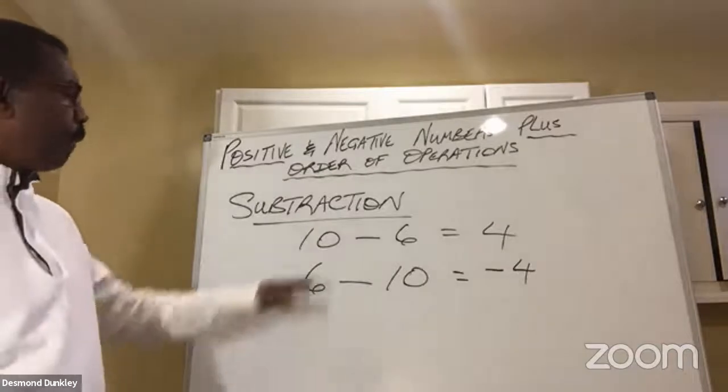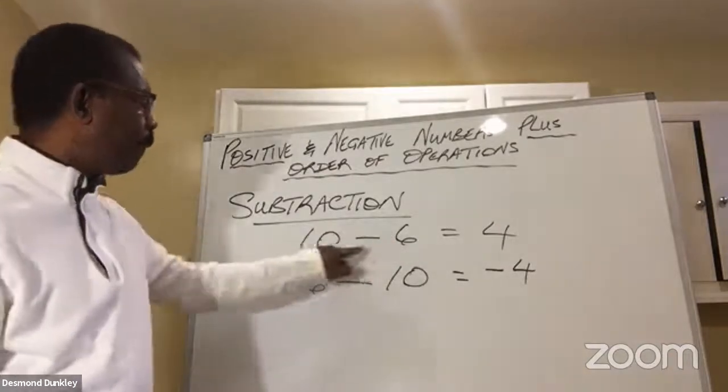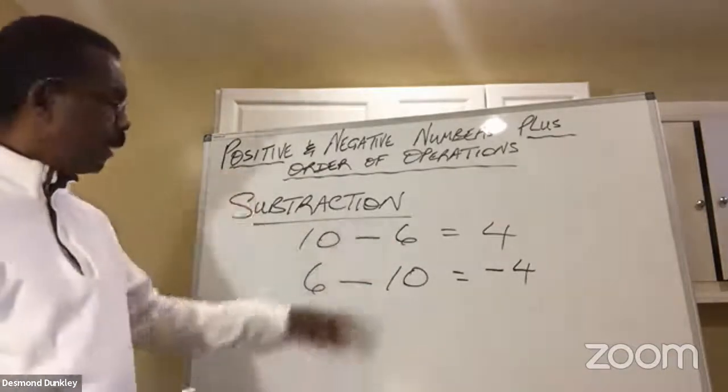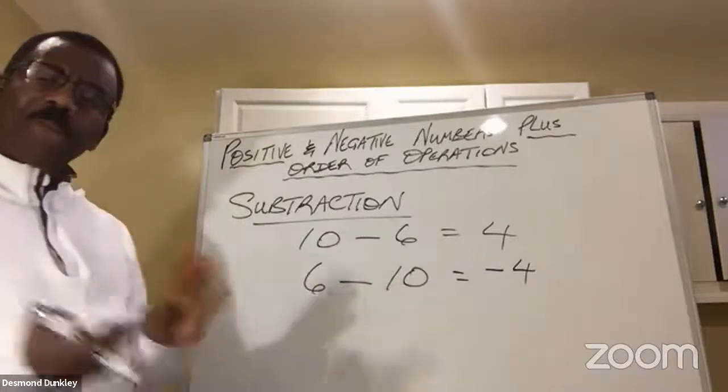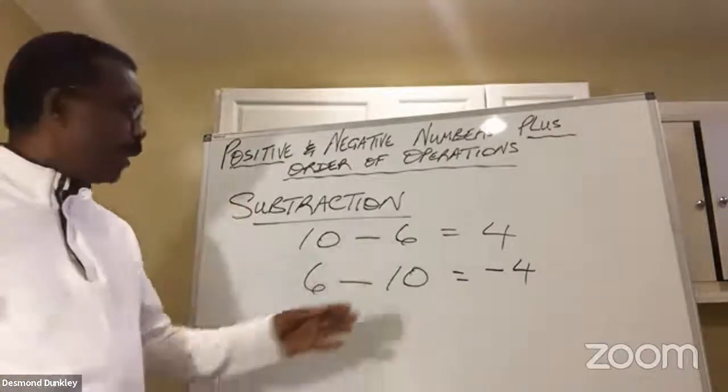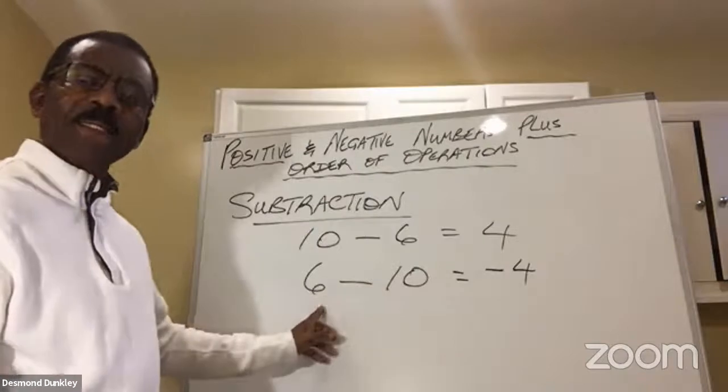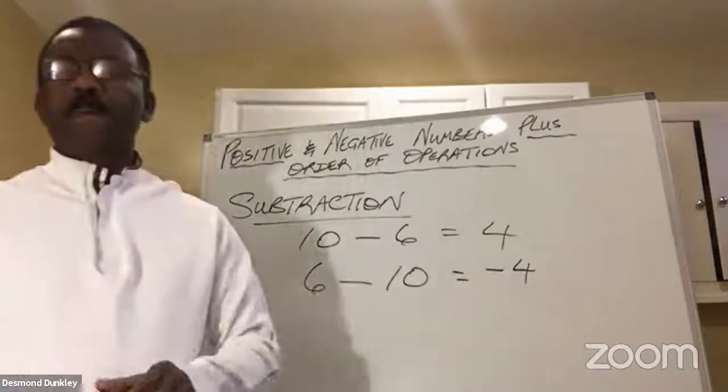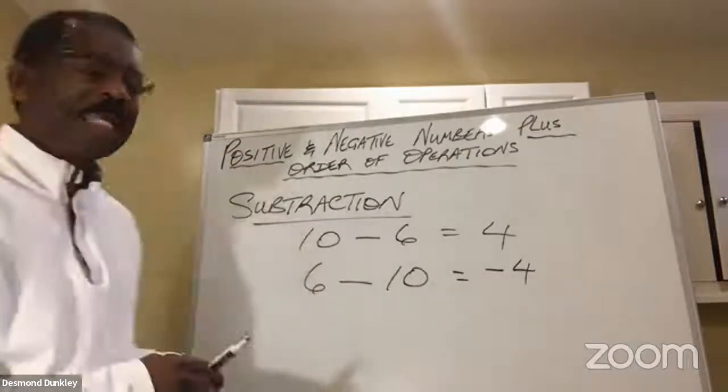So far, so good. If you're subtracting a positive from a positive, no problem. It's all happening because this is bigger than this, the result is a negative number. So what happens if the signs are different?